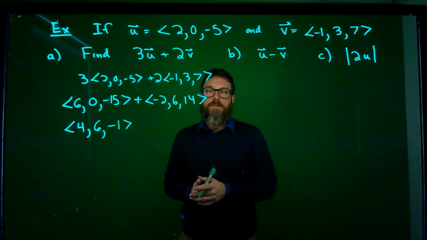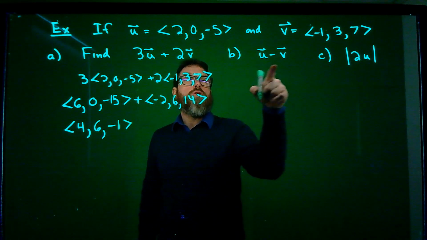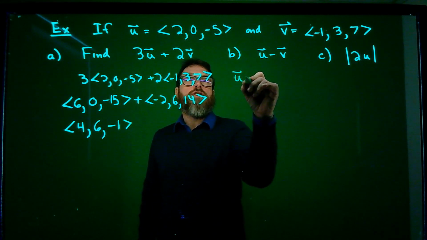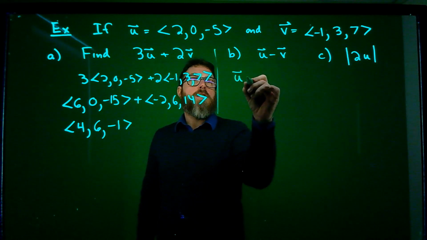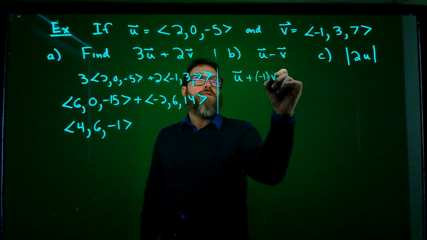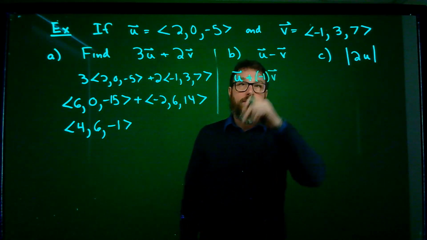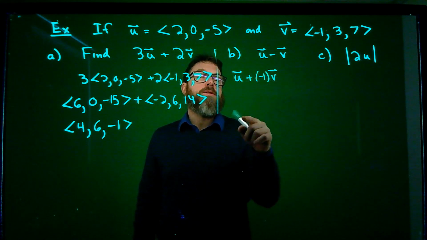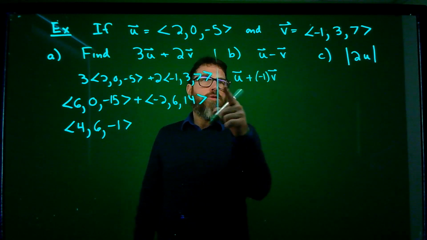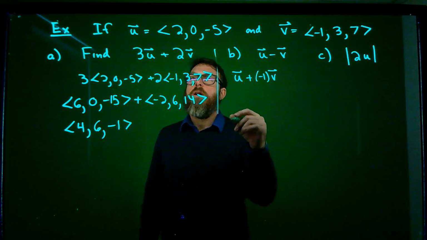Now if I can add the vectors, I can also subtract the vectors. One way to think about this is u minus v is, by definition, u plus negative 1 times v. That's really what subtraction is. We're just adding the opposite of its sign. So let's do this in terms of what we did in part a.